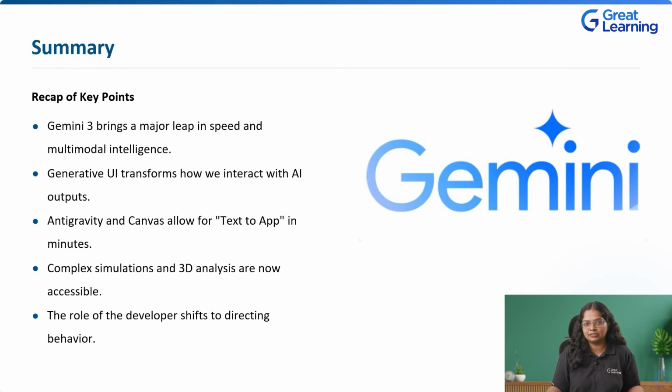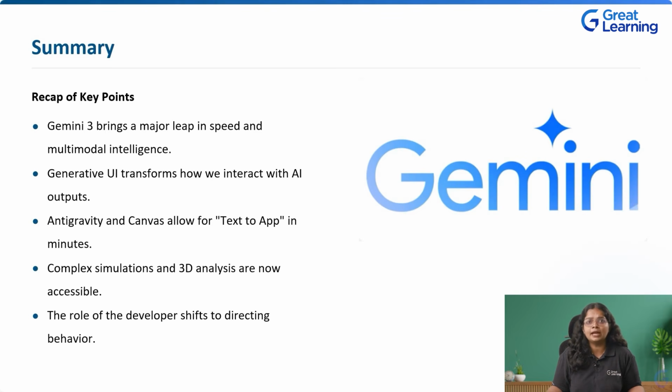Forget static test responses. With generative UI, the output of AI is completely transformed. It's no longer about receiving an answer, but engaging with a dynamic, interactive experience. Gemini 3 can now generate visual layouts, interactive elements, and custom user interfaces on the fly, making AI inherently more intuitive. This is where the magic happens for developers.